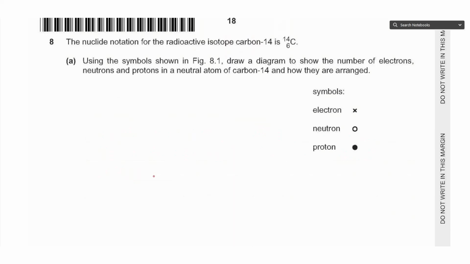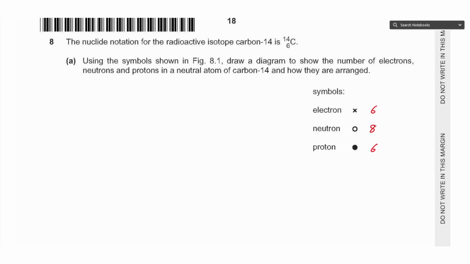Question 8 says the nuclide notation for a radioactive isotope carbon-14 is 14 over 6. Using the symbols shown in figure 8.1, draw a diagram to show the number of electrons, neutrons, and protons in a neutral atom of carbon-14 and how they are arranged. For the proton number, we have 6 protons, and for a neutral atom, we have 6 electrons. So the total charge is 0. For the neutrons, we calculate the difference between the nucleon number 14 and the proton number 6. That gives an answer of 8 neutrons.